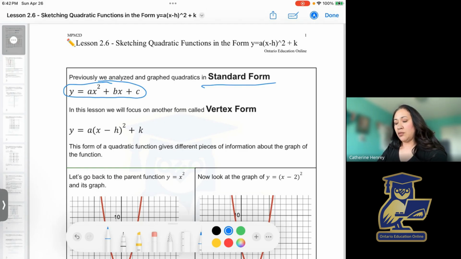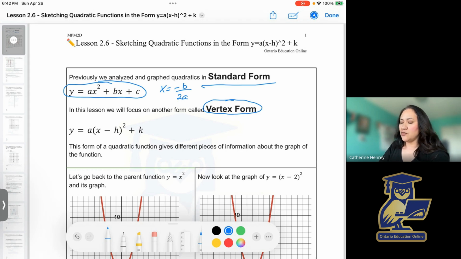Knowing what a, b, and c are helps us determine certain characteristics of the quadratic, and so it helps us graph. Now, in this lesson, we're going to focus on another form, and it's called vertex form. From the name, hopefully you can determine that this form gives us the vertex right away. So in standard form, we had to use the equation x equals negative b over 2a, and then we had to sub that into the function so we could get y, and that would be our vertex.